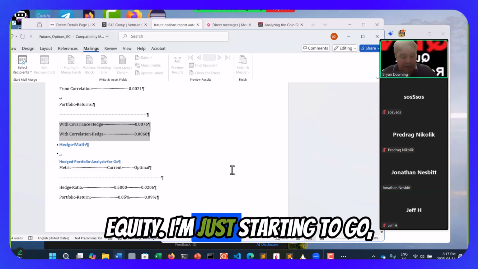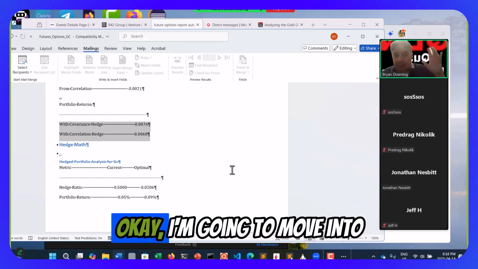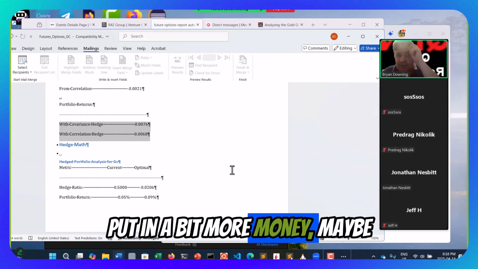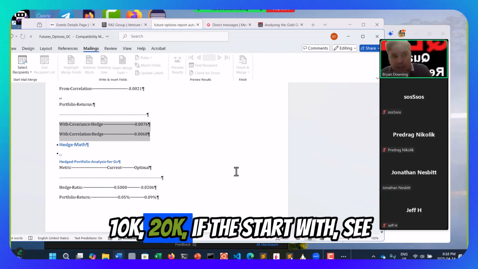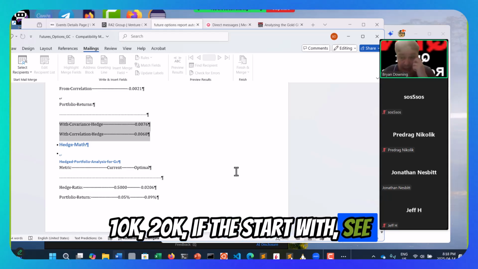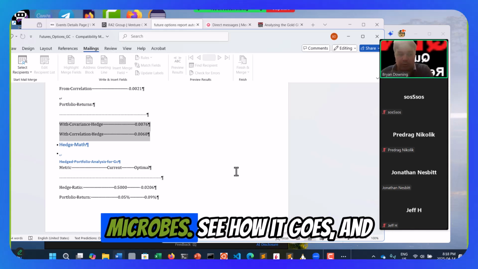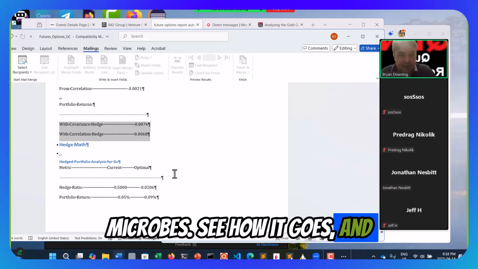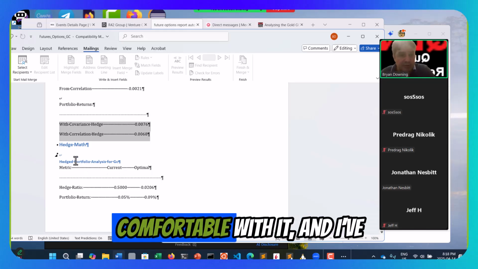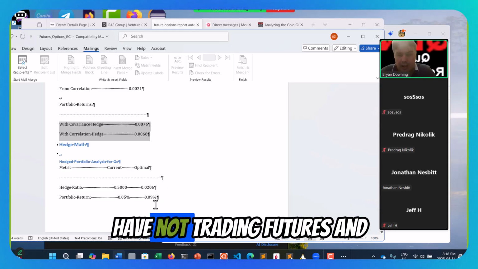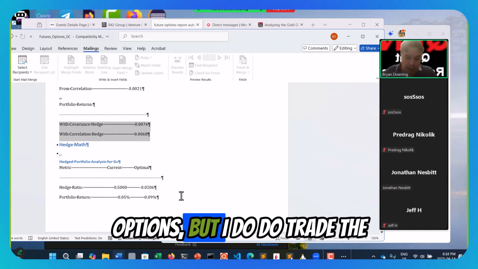I'm only doing equity. I'm going to move into futures and options and put in a bit more money, maybe 10K, 20K, just to start with and see how it goes. With minimum risk, I'll only do the minis and the micros. Once I start to get comfortable with it and I have predictable results, I'll gladly scale it up. But right now, I'm not trading futures and options.